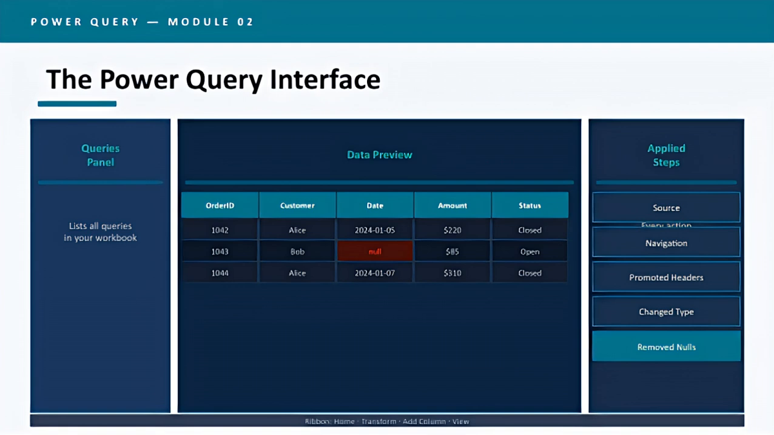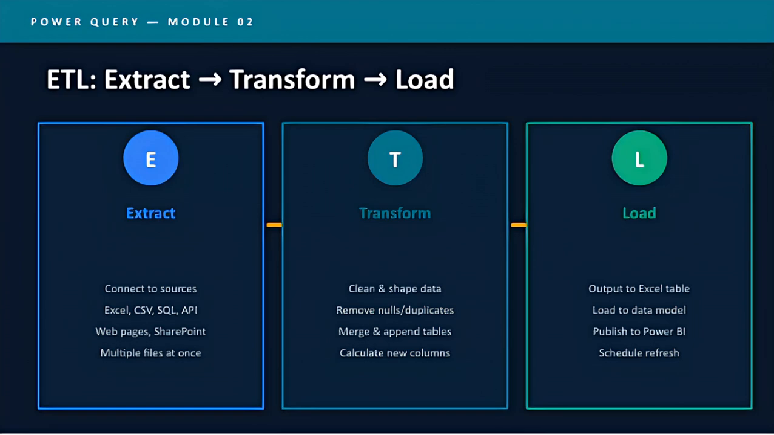Now, let's look at the different ways we can work with data once it's been prepared. First, we can output our data to an Excel table, which is great for further analysis or sharing. Then, we have the option to load that data into a data model, which helps us create more complex reports and relationships. From there, we can publish our reports directly to Power BI, making them accessible across our organization. To keep our data current, scheduling refreshes is essential, so our reports always reflect the latest information.